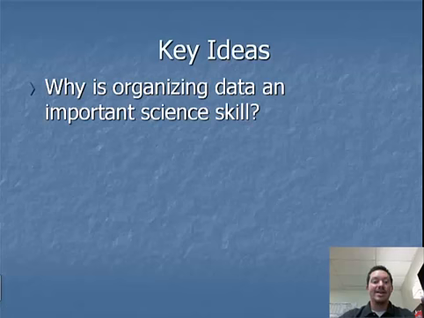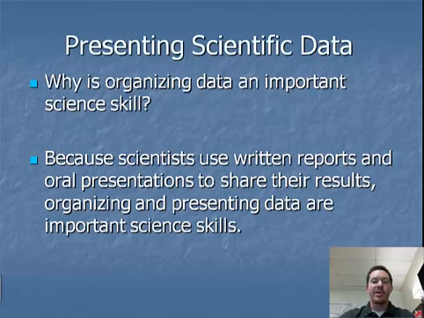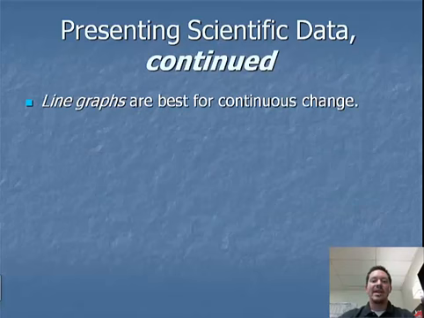Our key idea for this lecture is: why is organizing data an important science skill? To begin answering that question, we can say that because scientists use written reports and oral presentations to share their results, organizing and presenting data are important science skills. A lot of times we add graphs into these written reports so we can better communicate what is going on, or what our data is indicating.